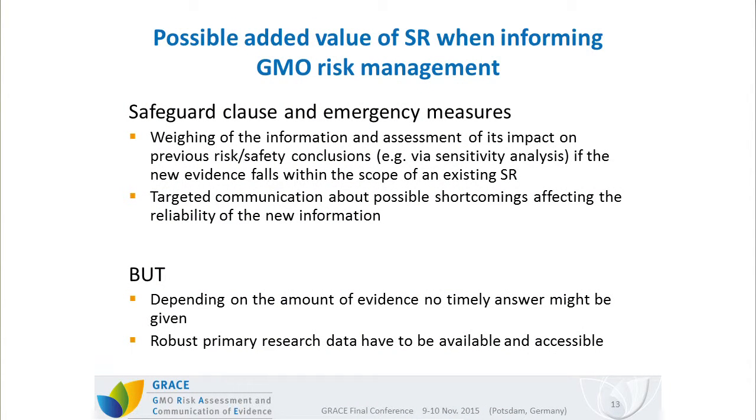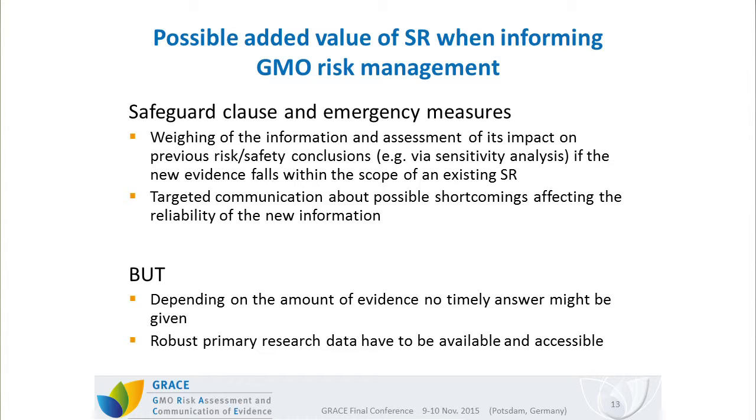Now coming to the second part of the risk management, which more relates to the invocation of safeguard clauses and emergency measures. There what you could think is that a systematic review could facilitate the weighing of new information and assessment of its impact on previous risk or safety conclusions, for example, by the performance of a sensitivity analysis, if the new evidence falls within the scope of an existing systematic review. In the case of safeguard clauses, what is needed is an immediate action. So if you do not have a systematic review already tackling the problem under debate, it would not make sense to perform this, and it may take years. And this would be outside the scope of such a timely need to run into action.